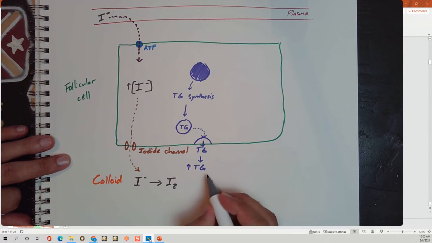Thyroglobulin is just this little protein structure. It's like a backbone structure. And I'm going to end up drawing thyroglobulin as just an oval. Pretty simple shape. I'll just draw it as this big, long, skinny oval.